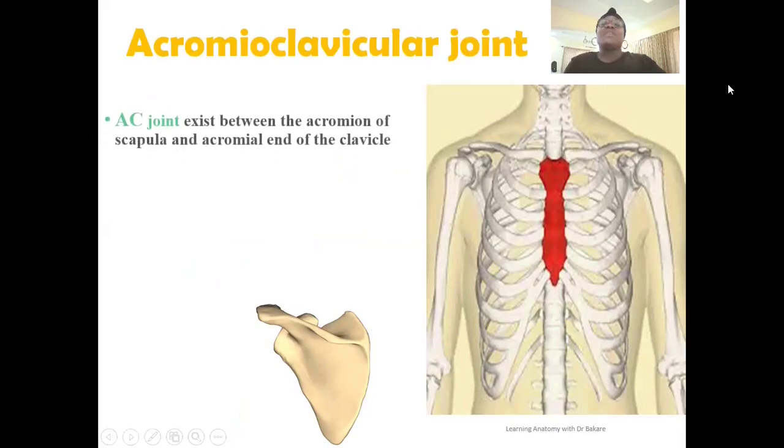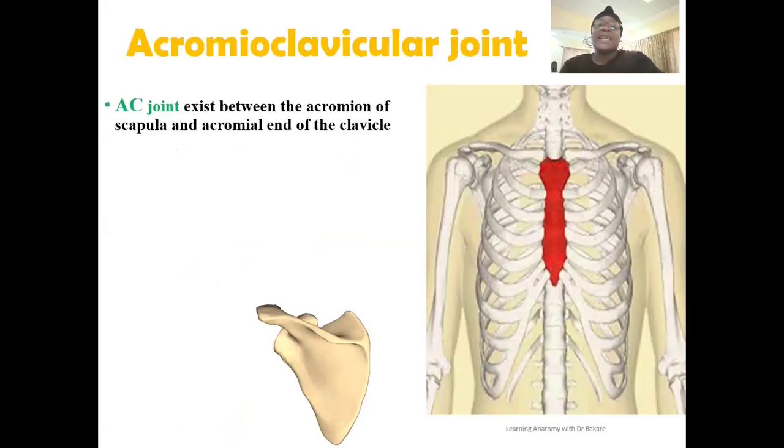The acromioclavicular joint can also be referred to as the AC joint, which also means acromioclavicular joint. And this joint we say exists between the acromion of the scapula and also the acromial end of the clavicle. Using this image by the side, this is where we have the acromioclavicular joint here, marked in green.